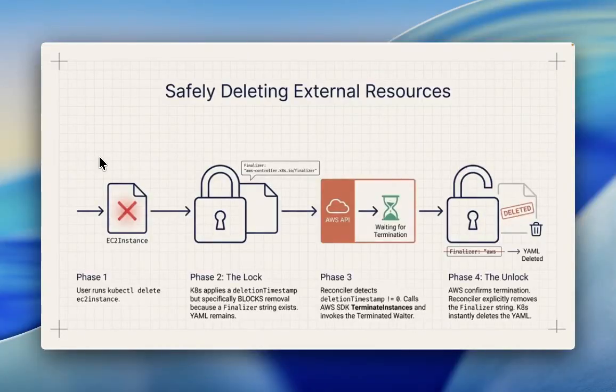Safely deleting external resources. Phase 1, the user runs kubectl delete ec2instance. Phase 2, the API server applies a deletion timestamp but specifically blocks removal because the finalizer string exists, so the YAML still remains. Phase 3, the reconciler detects deletion timestamp not equal to zero, calls the AWS SDK TerminateInstances, and invokes the terminated waiter. Phase 4, the unlock: AWS confirms termination, the reconciler explicitly removes the finalizer string, and Kubernetes instantly deletes the YAML.